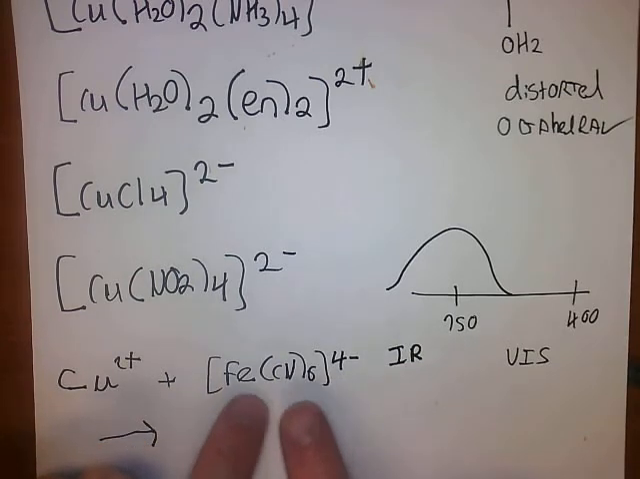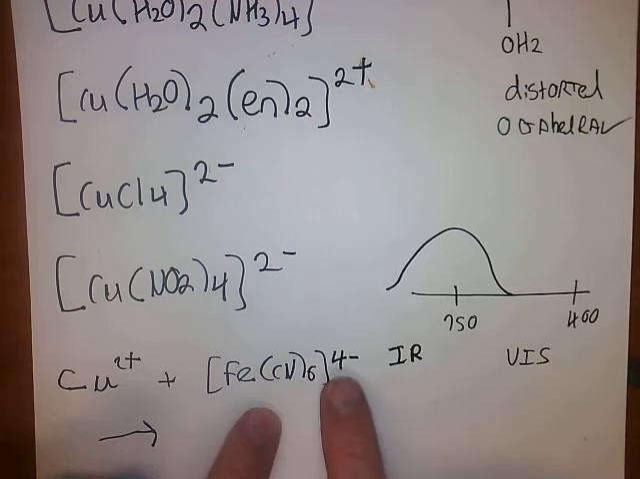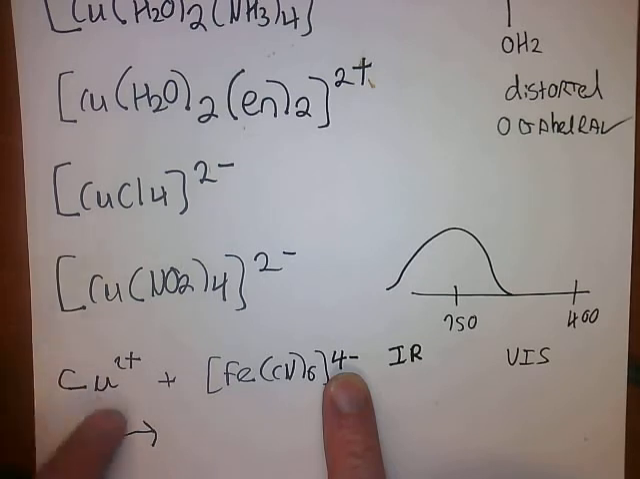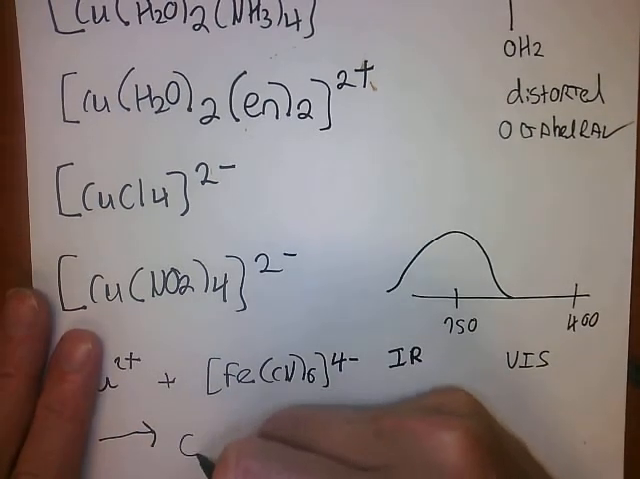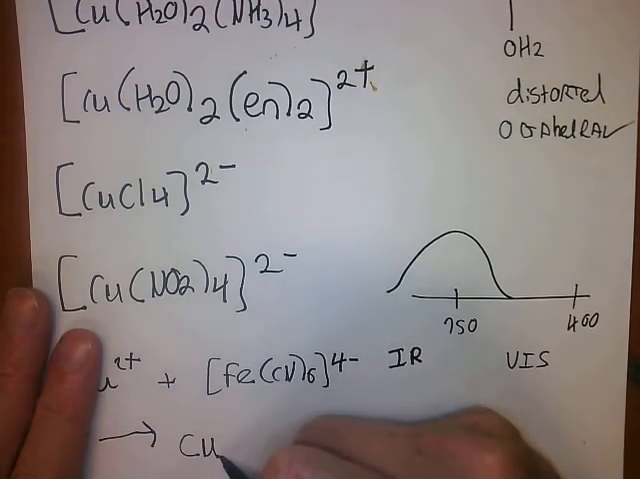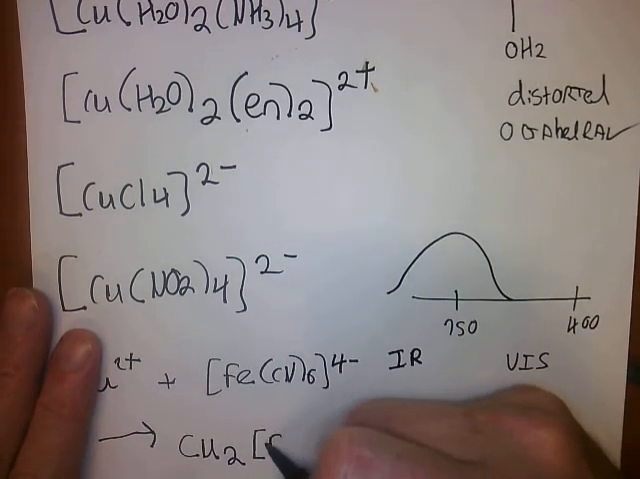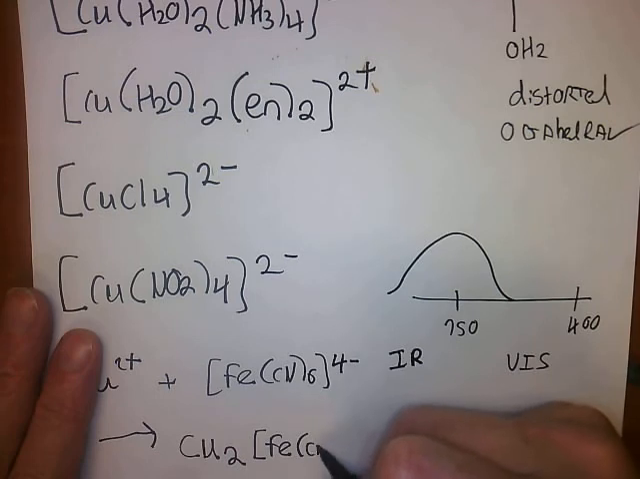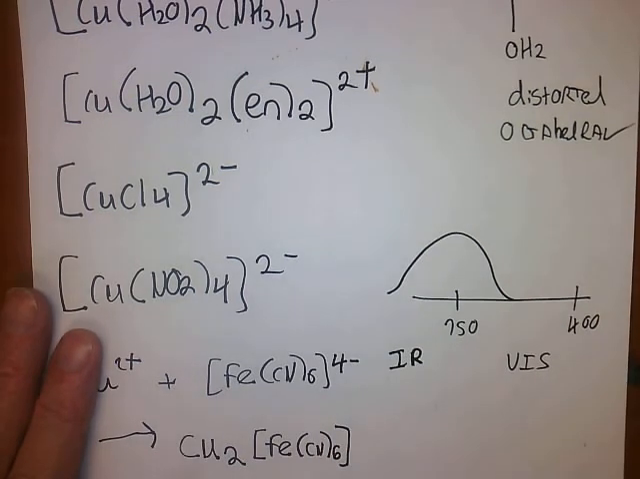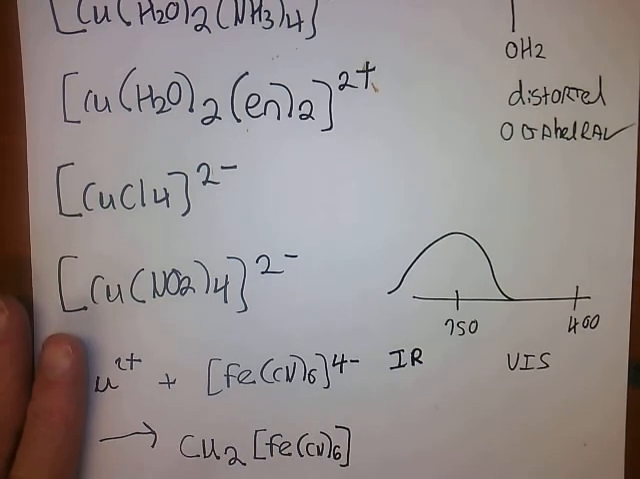So again, one more time, just think about this thing as like a great big polyatomic ion. It's no different than a phosphate or a sulfate or a carbonate, as a 4-. So to make the charge balance, we have to have 2 coppers. Our formula is Cu2Fe(CN)6, and that is our formula.